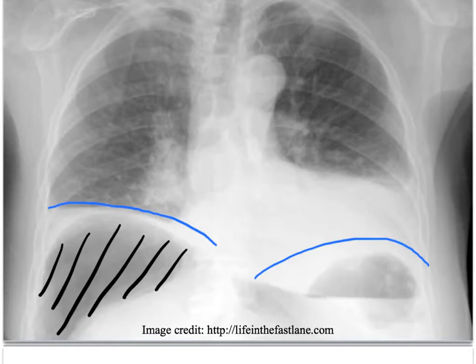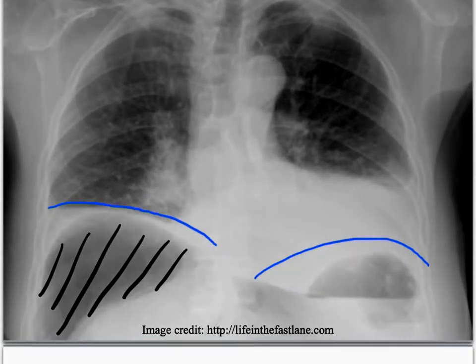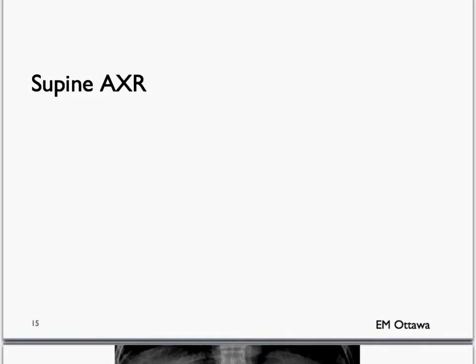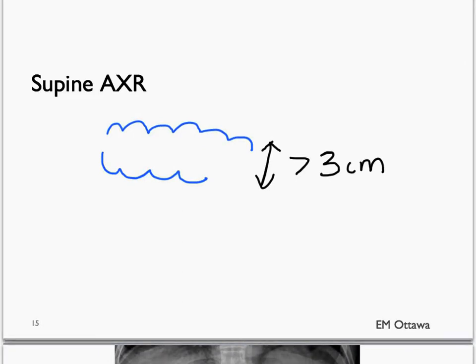It's also important to note that if there's only a small amount of air, that may not be easily seen on the upright chest X-ray. On the supine abdominal film, we'll be looking for distended loops of bowel. That's more than 3 centimeters. Also, in complete obstruction, there's no air in the colon or rectum.